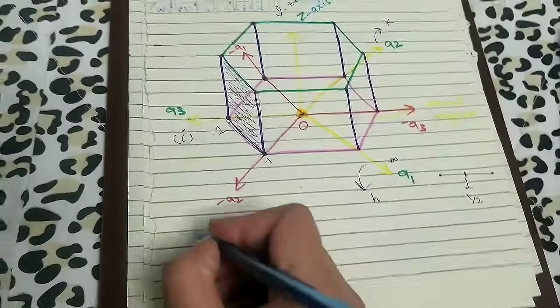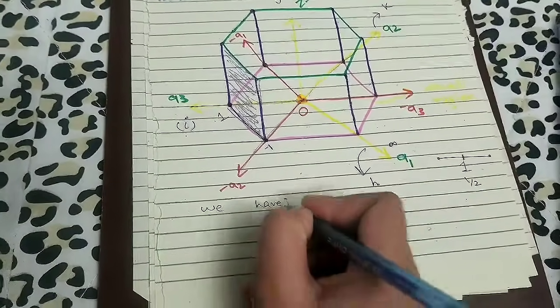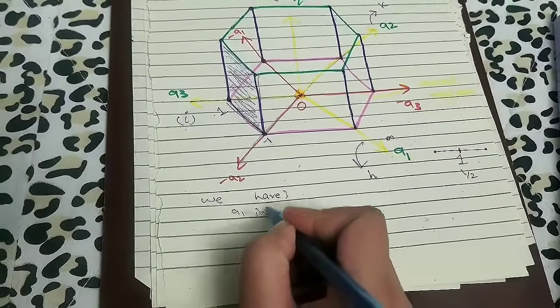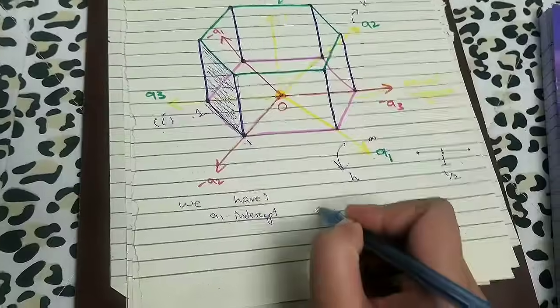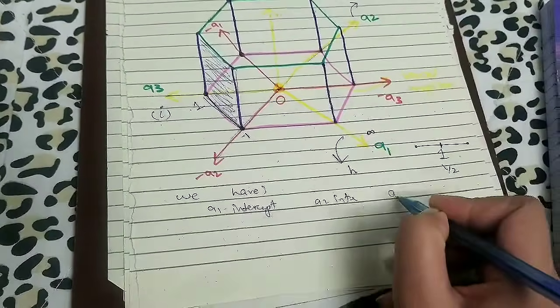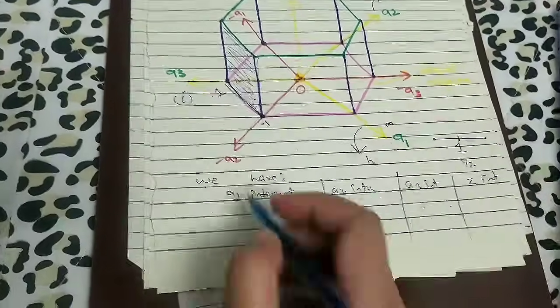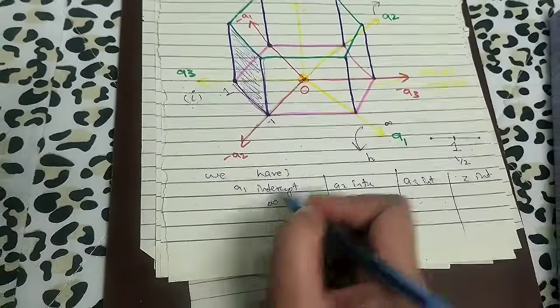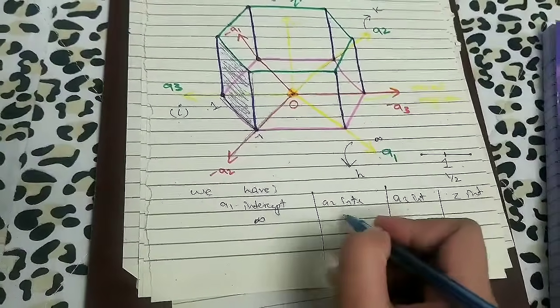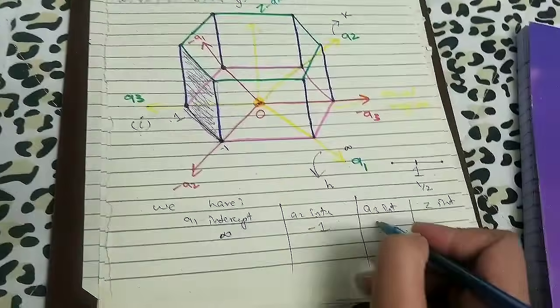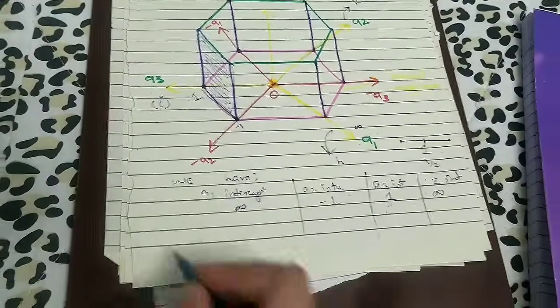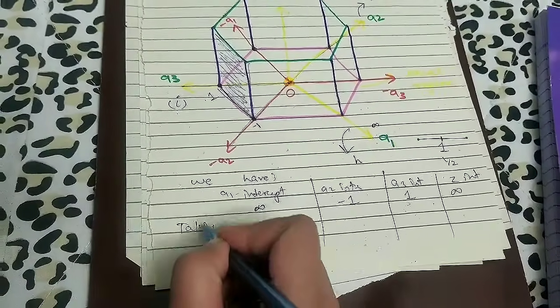Hence we have the A1 intercept, A2 intercept, A3 intercept, and Z intercept: the A1 intercept is infinity, the A2 intercept is -1, the A3 intercept is 1, and the Z intercept is infinity again. Now we'll take the reciprocal.